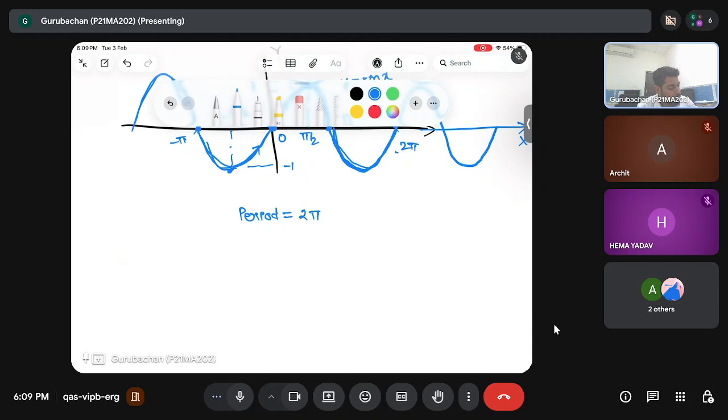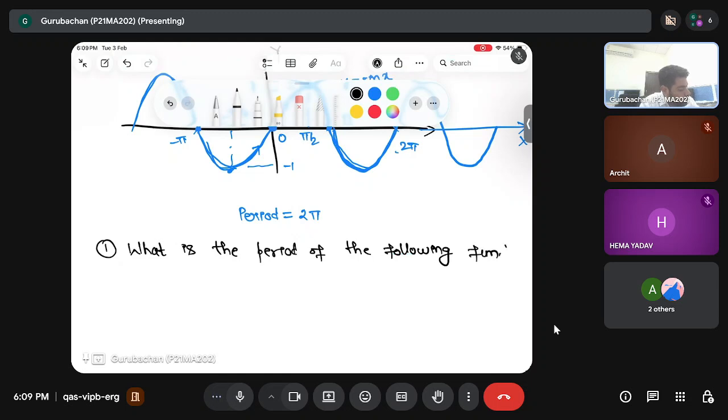So let me give you some problems over it. What is the period of the following functions? The first one is sin 2x. We have drawn the graph of sin x. In the same way, you may draw the graph of sin 2x, and then you can see the period of this sin 2x. Try this one.